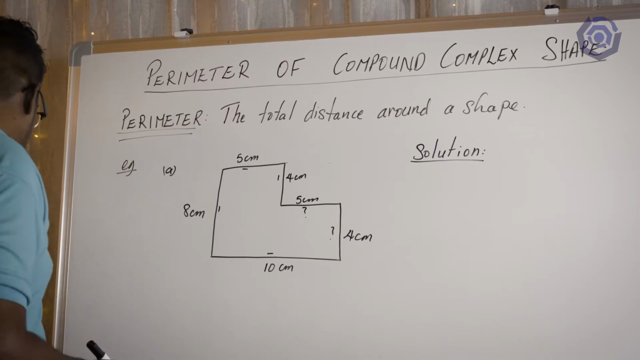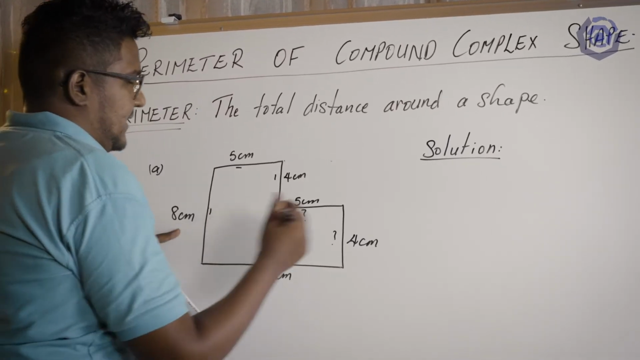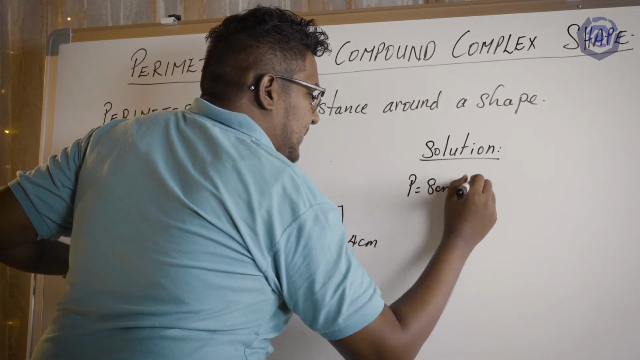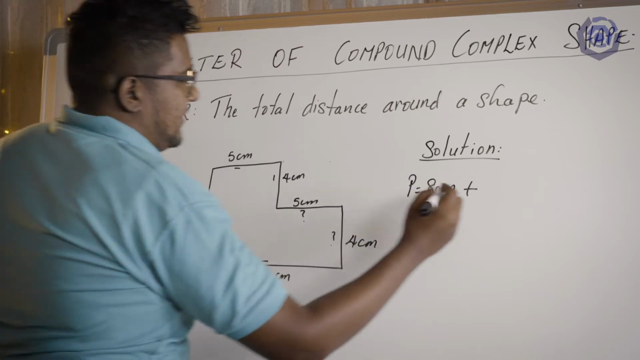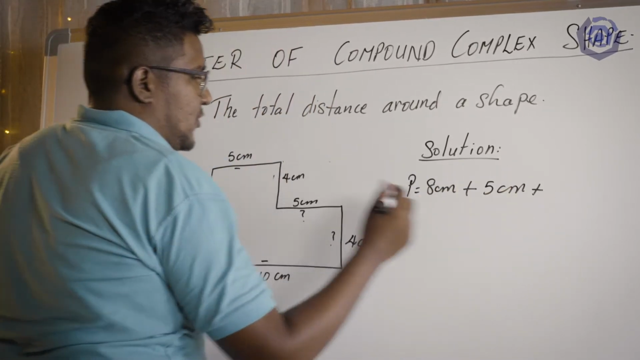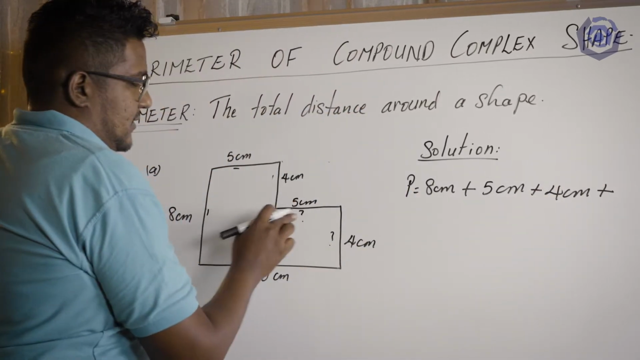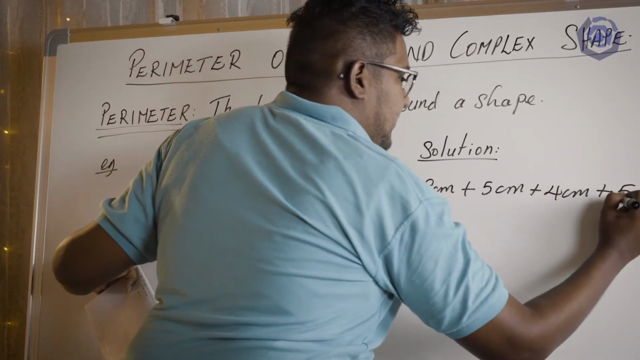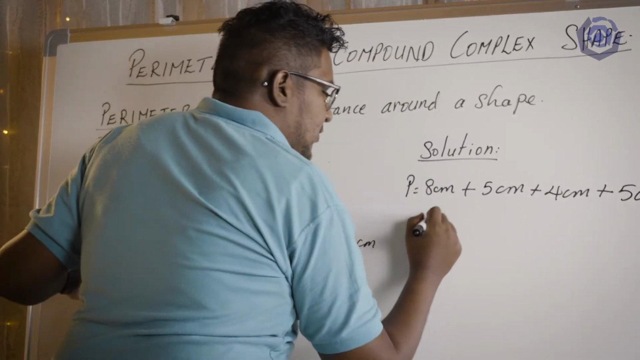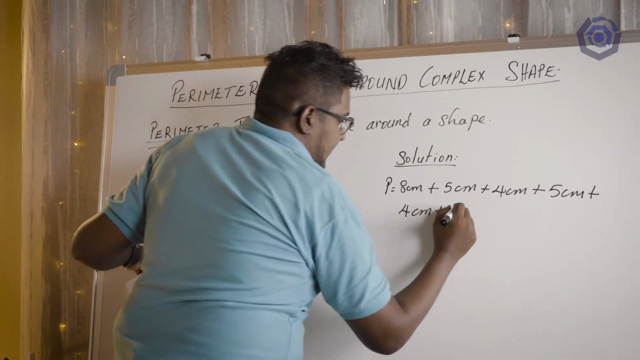To find the perimeter, we have to add them up. Let's go, starting from this side. So P is equal to 8 cm plus 5 cm plus 4 cm plus this part, which is 5 cm, plus here, which is 4 cm, plus across here, which is 10 cm.